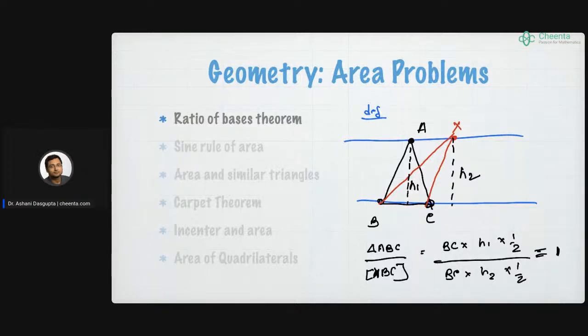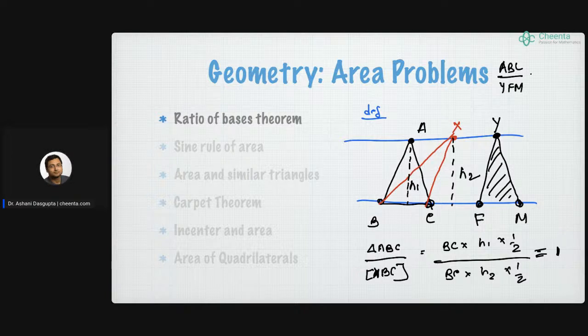However, if I draw another triangle, let's say YFM, notice that the height will also be the same. So I will write it here, ABC by YFM, the heights will be the same. Bases will be different, BC by FM, times height, which will be the same, times half, which will be the same. So basically you can cancel out the half, you can cancel out the H, and you can get the ratio of the bases theorem. That is, the ratio of the areas of the triangles is equal to the ratio of the bases. It's a very powerful but simple fact, and we use it all the time.